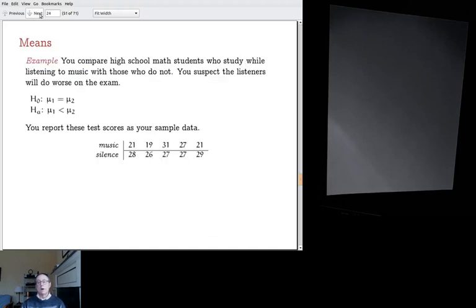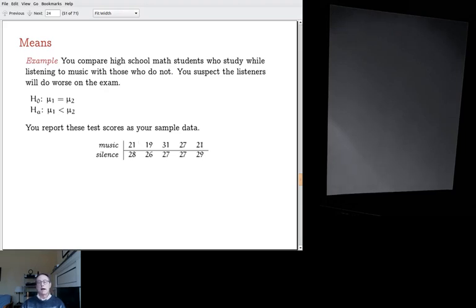Okay, so here's another example of the same sort of argument. I have high school math students who study while listening to music compared to people who do not study while listening to music. So I have two hypotheses. The null hypothesis is that they get the same numbers, and the alternative hypothesis is that the people who listen to music get worse values on the math test than the people who study while it's quiet.